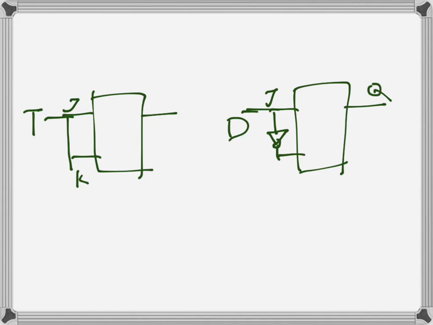So we will have clock always. Clock should be shown here. So that's clock, and this is output here, so output there. So J and K, T and D flip-flops.